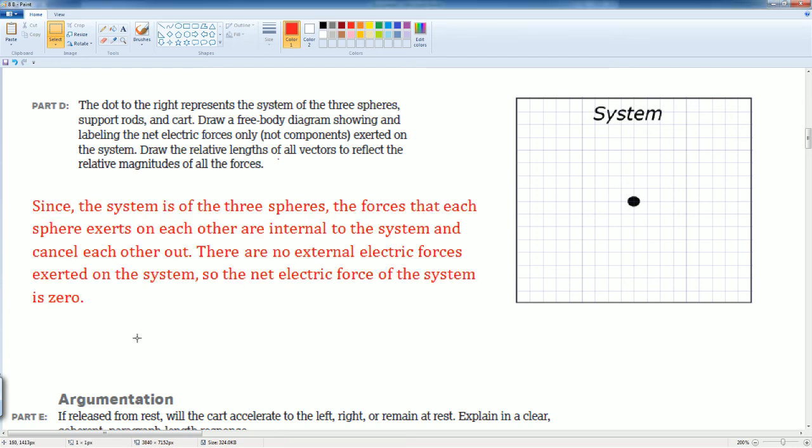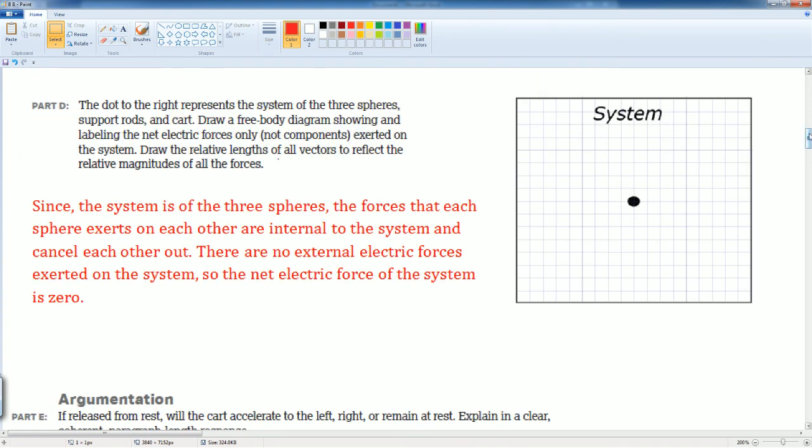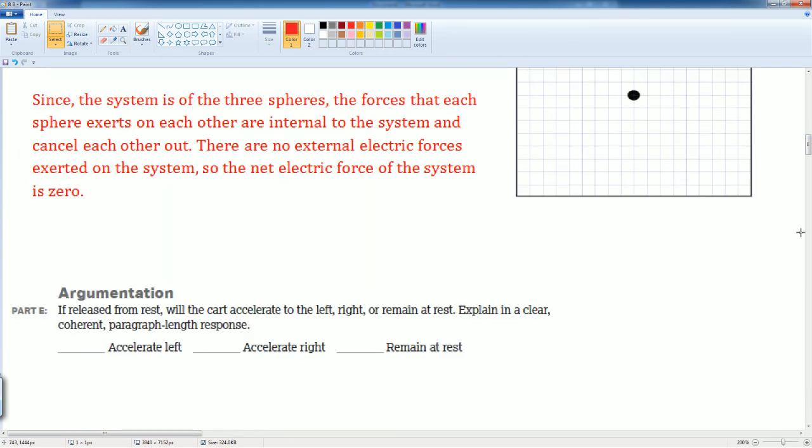So since the system is of the 3 spheres, the force that each sphere exerts on each other are internal to the system and will cancel each other out due to Newton's third law. There are no external electrical forces exerted on the system, so the net electrical force of the system is considered to be 0. If released from rest, does the car accelerate to the left or to the right? Explain. Well, we saw right here that there is no net force acting on the system, so the object is at equilibrium. Therefore, we can say the object remains at rest.